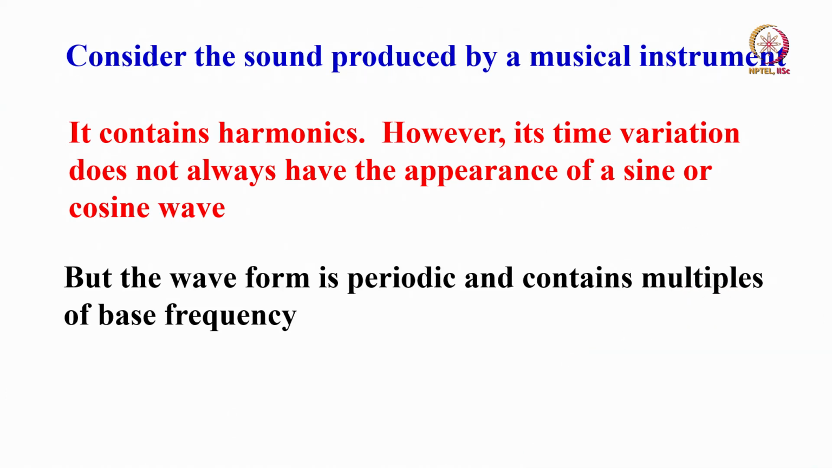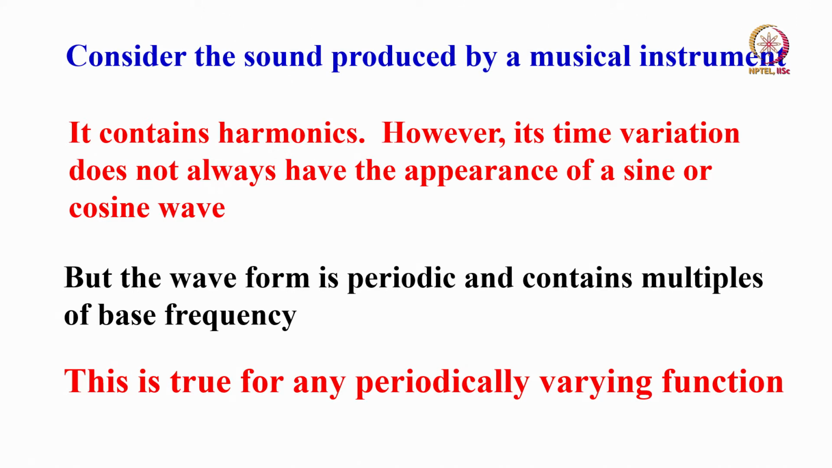The waveform is periodic, as I said, it repeats at regular intervals. What is the repetition frequency? There is a base frequency with which it repeats at multiple intervals. At multiples of the base frequency, the sound produced by any musical instrument gets repeated. That is why it is called periodic.